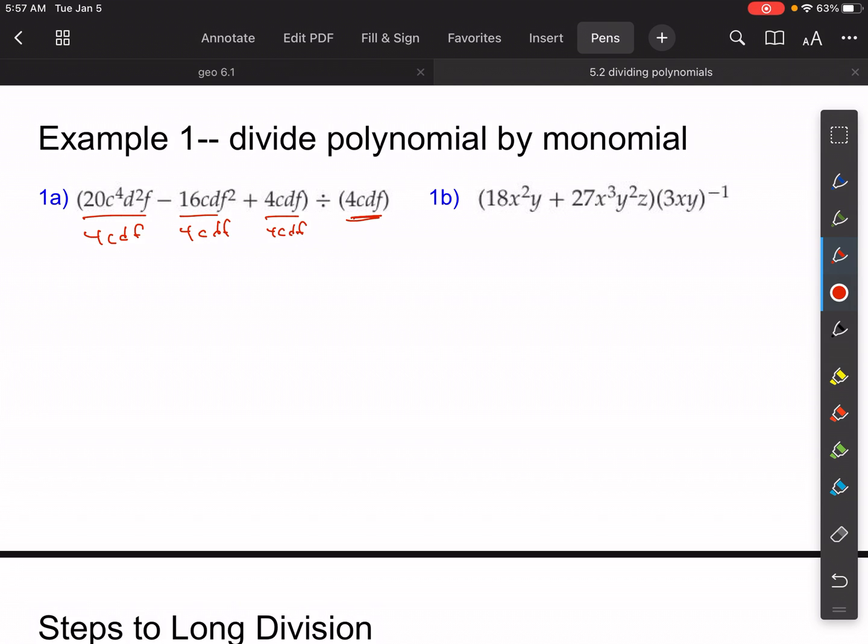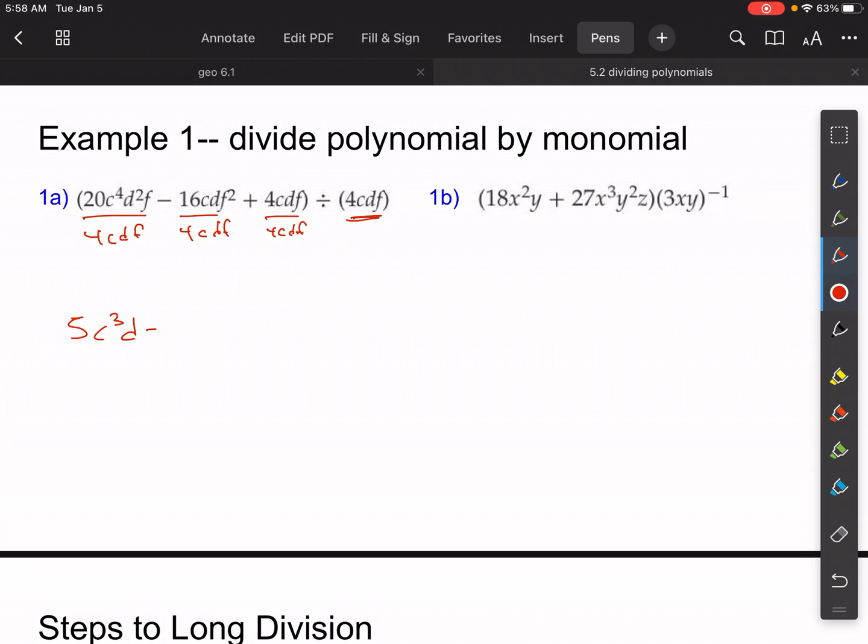Now, just like what we did last time, 20 over 4 is 5. C to the fourth divided by c is c to the third. D squared divided by d is d. And then f divided by f is just 1, so we're just going to leave it like that. So we have 5c to the third power d.